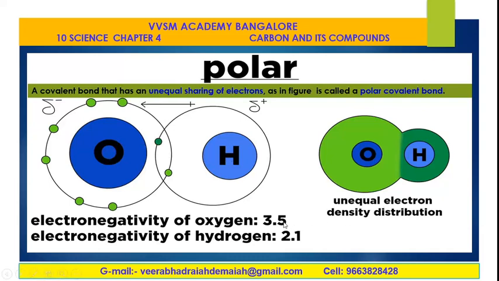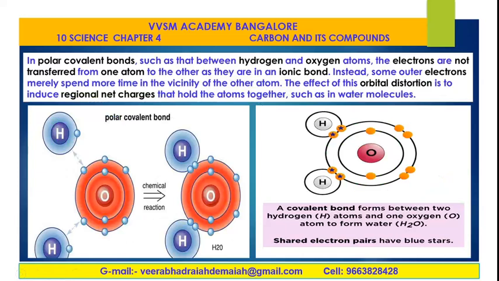Electronegativity of oxygen is 3.5. Electronegativity of hydrogen is 2.1. See, quite different, unequal. Even electronegativity is unequal, and hence electron density is also different. Oxygen has its own electron density, and hydrogen has its own electron density, and hence the covalent bond that has an unequal sharing of electrons leads to the polar covalent bond.